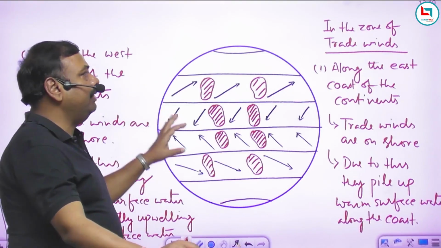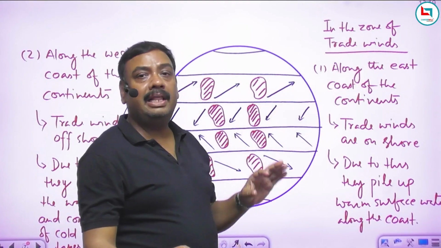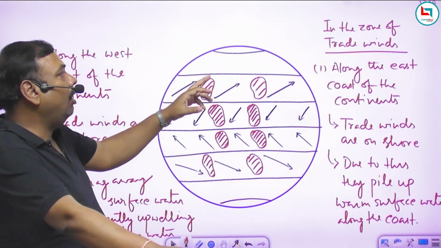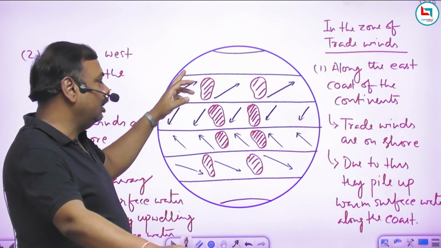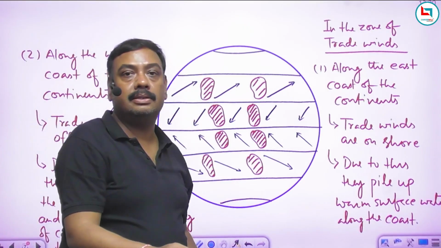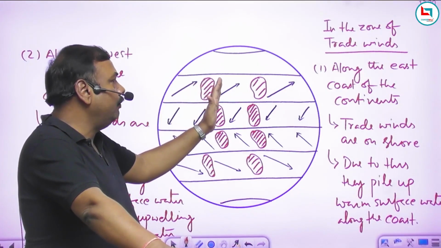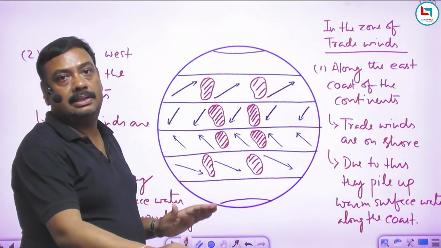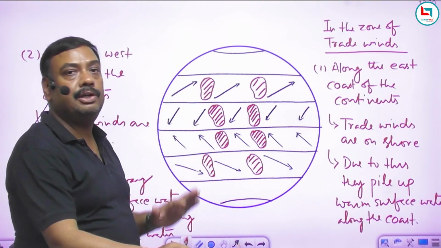Now in the zone of westerlies, what thing do we have to consider? What is the condition for these westerlies? In the zone of westerlies, the westerly winds are onshore for the west coast of the continent and offshore for the east coast of the continents, and it is seen in both the hemispheres. Not only in the northern hemisphere, you can see the same thing in the southern hemisphere too.